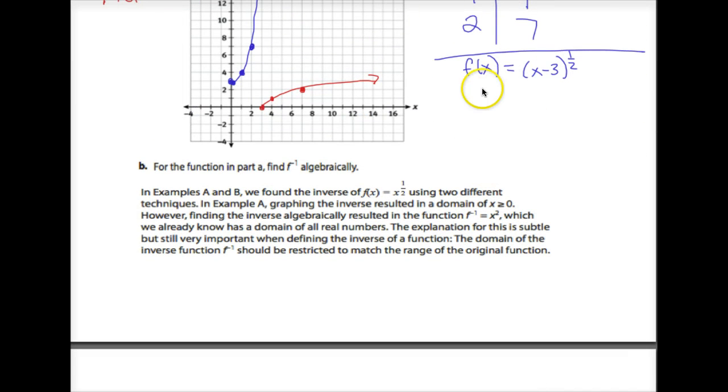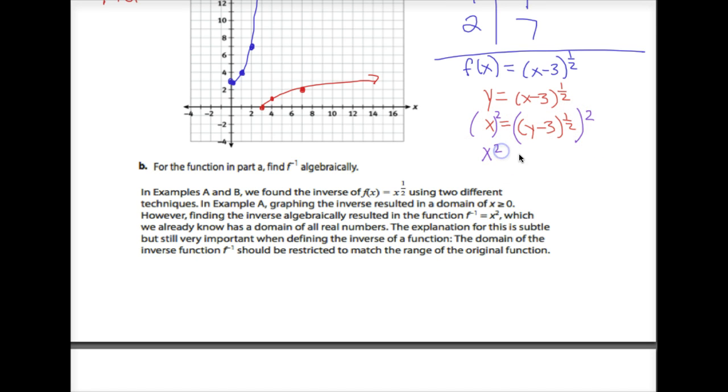So first thing I'm going to do is put a y in instead of the f of x. Next, I am going to switch the x with the y. So x equals y minus 3 to the 1/2. Then I need to solve for y, get y alone. So I need to undo this 1/2 power, and the opposite of a 1/2 power is the power of 2. So I'm squaring both sides because I'm undoing a square root.